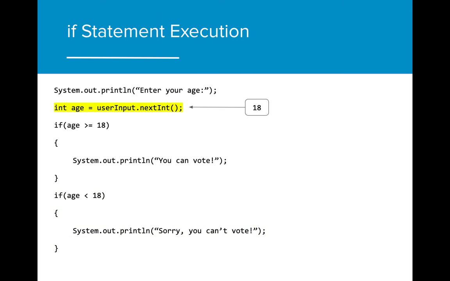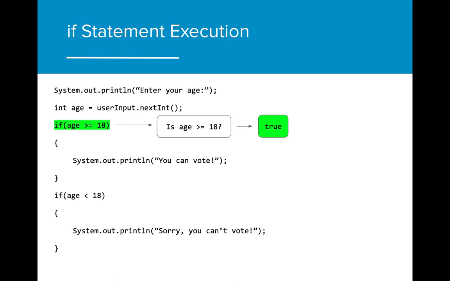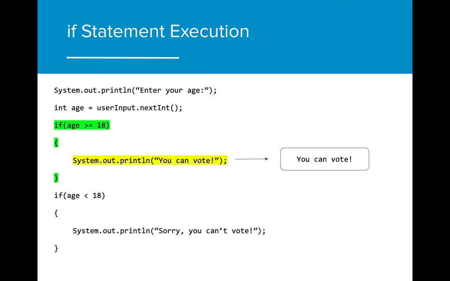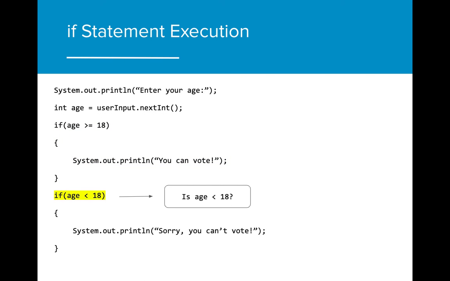When we input 18 into the console, the variable age now holds the value 18. In the next statement, the if statement is asking if the variable age is greater than or equal to 18. Since the value of age is greater than or equal to 18, the condition is returned as true. Because the condition is true, the code within the if statement is executed, and "you can vote" is displayed on the screen.